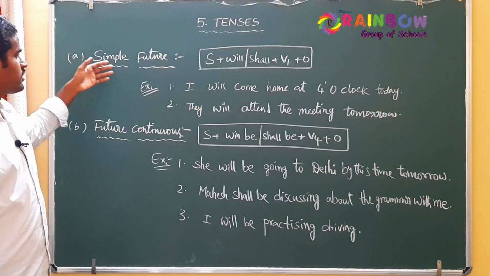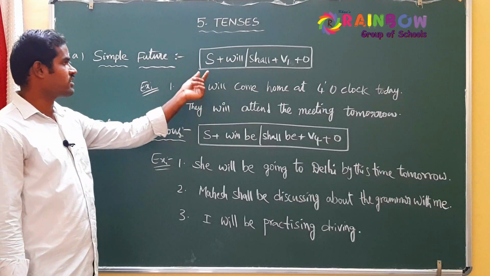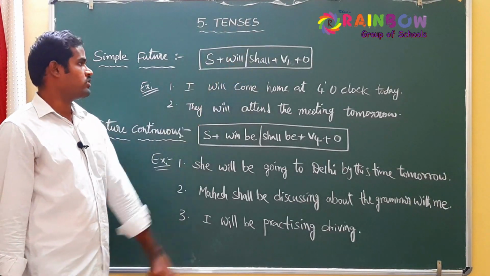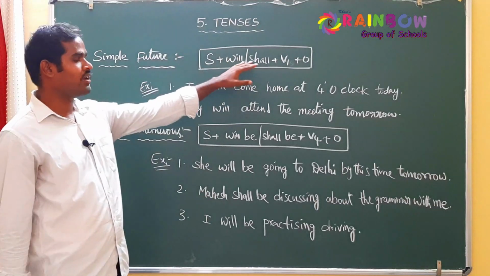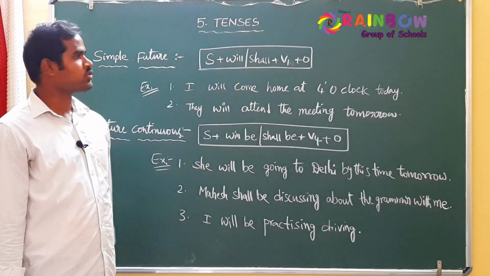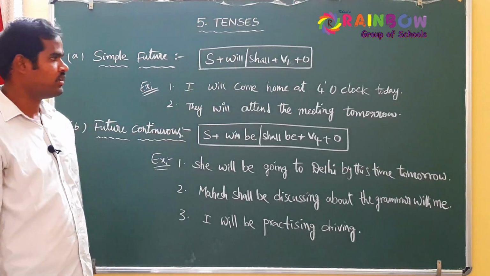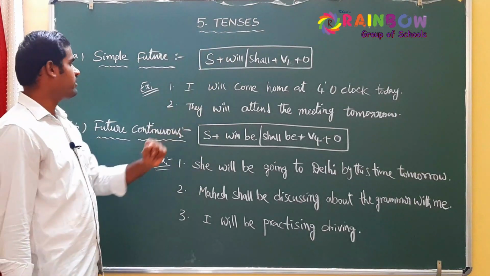The first one is simple future, and here is the structure: subject plus will or shall plus V1 plus object. We already know will and shall are future tense helping verbs, which we have discussed in our helping verbs topic in our earlier videos. If you want, you can go through that video also.